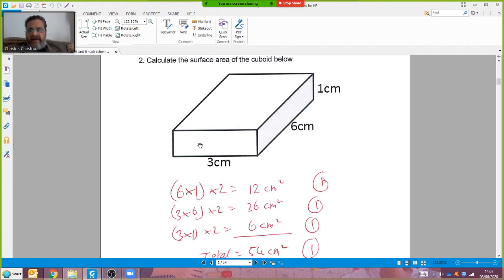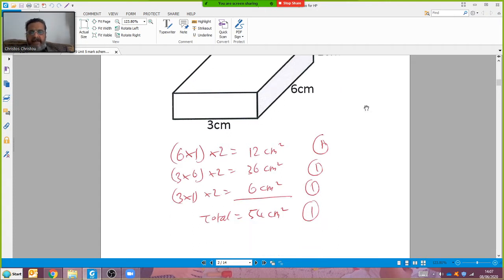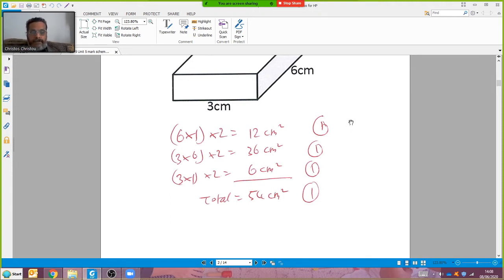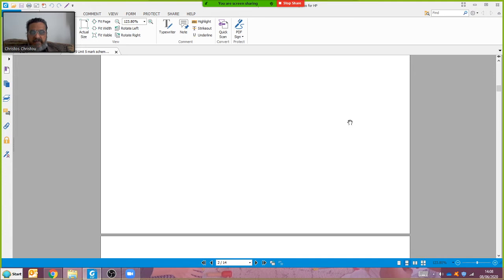cuboid. At the front I've got a 3 by 1, and I've got 2 of them because there's one on the back as well. Down the side I've got a 6 by 1 rectangle, but I've got 2 of them because I've got this one as well to the side opposite, and I've got a 6 by 3 on the top and a 6 by 3 underneath, 2 of them. So you get a mark for working out each little bit, and a final mark for doubling up and getting the total correct. 4 marks. Many of you didn't get 1, which means you didn't revise.